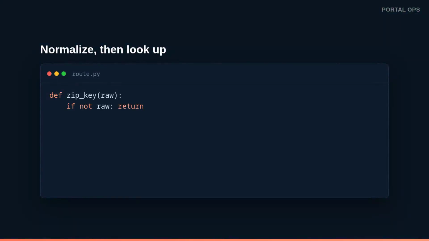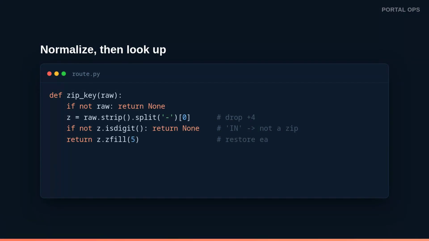So step 1 is a tiny normalizer. Strip white space. Drop the +4 extension. Reject anything non-numeric so that a stray state code falls through instead of poisoning the lookup, and pad back to 5 digits, which quietly resurrects every leading zero the spreadsheet murdered. Three lines of logic, and your match rate jumps from embarrassing to nearly everything with a zip in it.